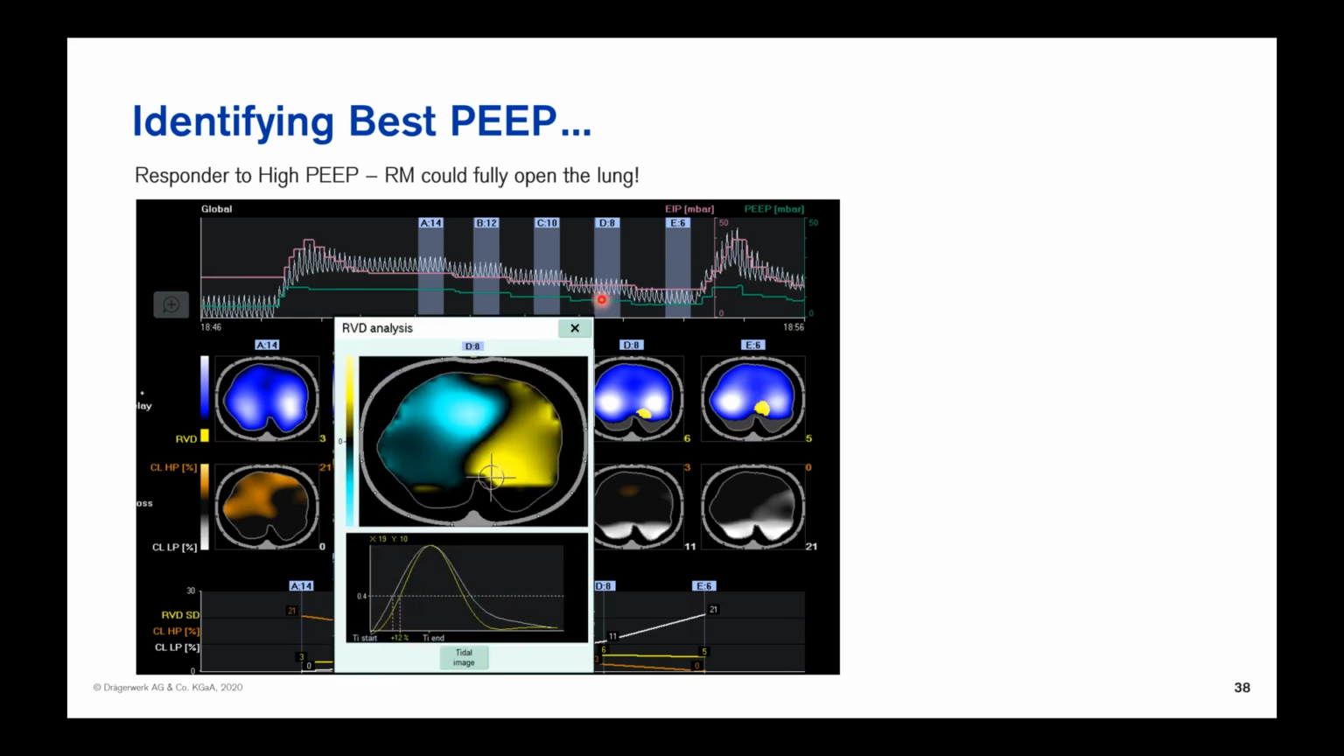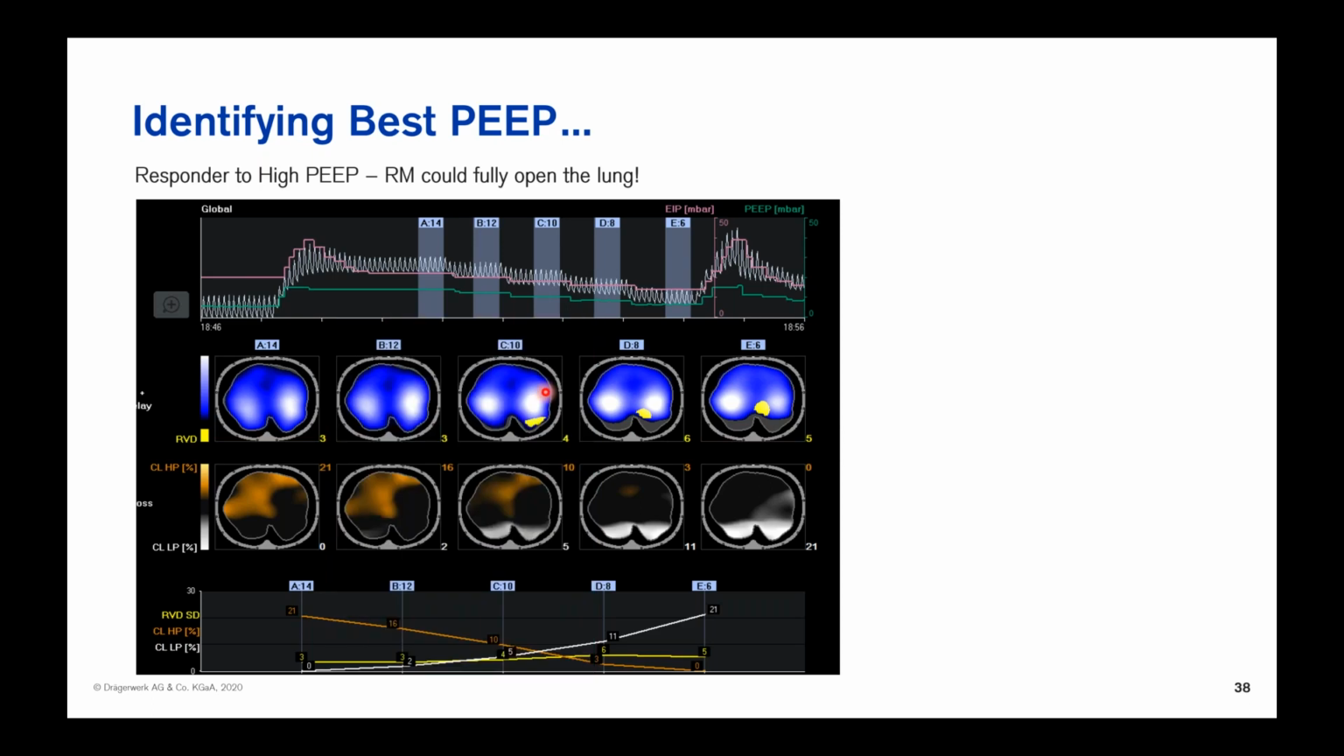Just to mention, in this pattern, in this example, we also saw a cycling opening and closing again. Again, the criteria are, we don't see any delay at the end of inspiration, but we see a delay during the inspiratory phase and also early closing during the expiratory phase.